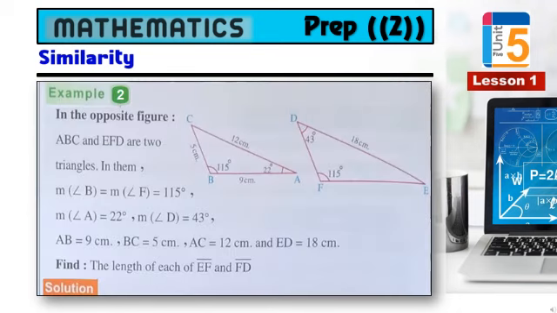Example number 2. In the opposite figure, ABC and EFD are two triangles. In them, the measure of angle B equals the measure of angle F equals 115 degrees. The measure of angle A equals 22 degrees. The measure of angle D equals 43 degrees. The side length AB equals 9 cm, BC equals 5 cm, AC equals 12 cm, and AD equals 18 cm. Find the length of each of the line segment EF and the line segment FD.